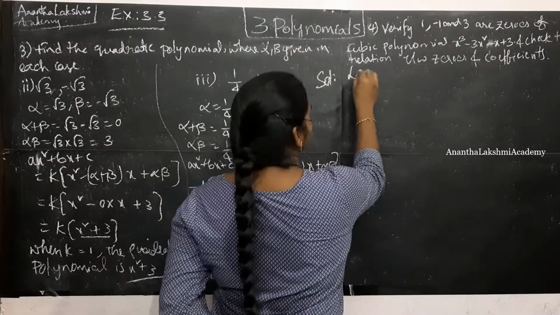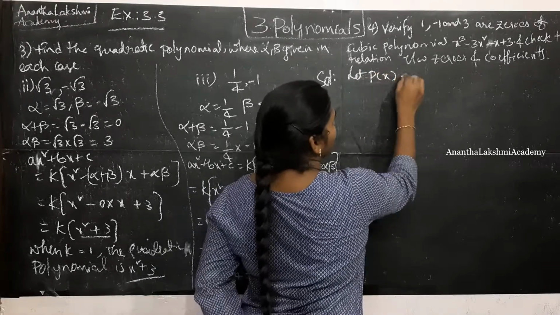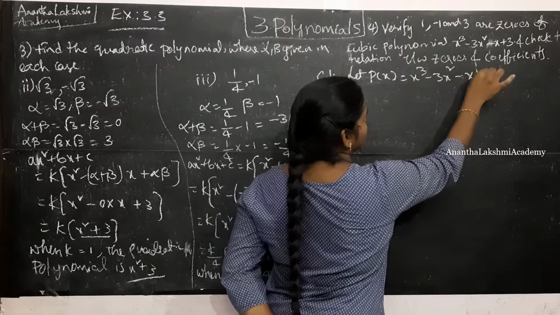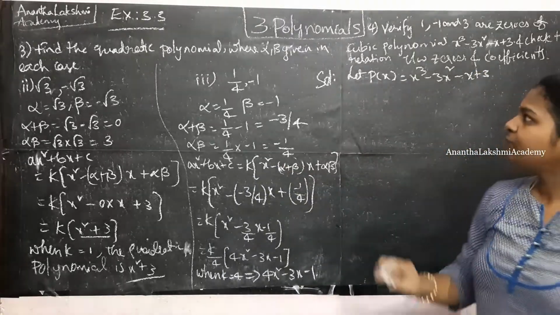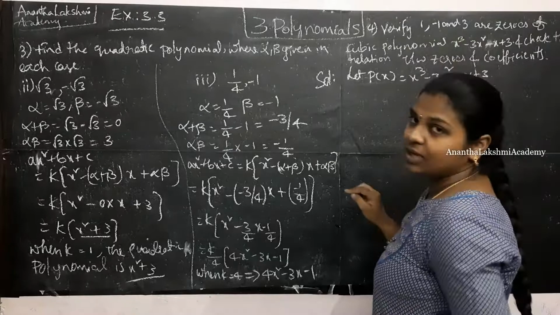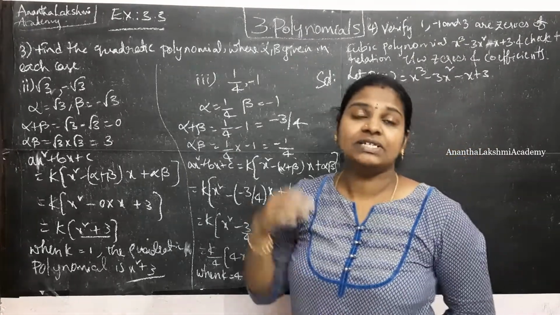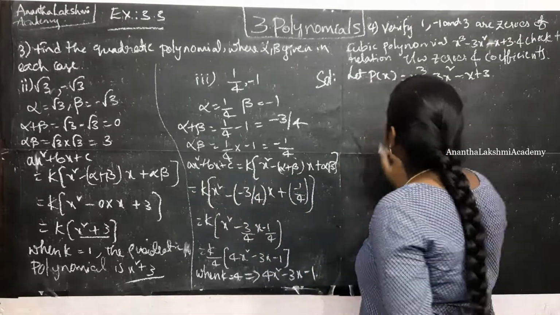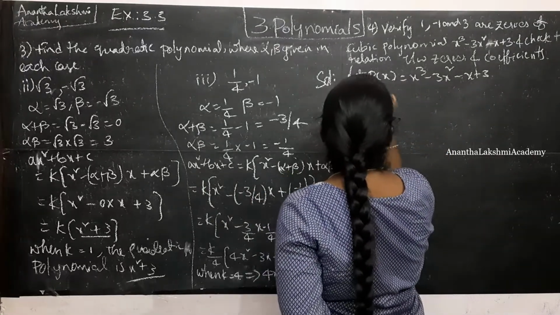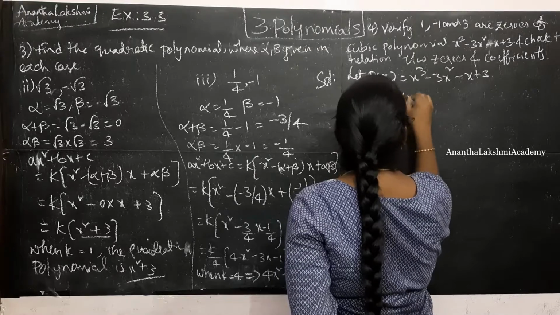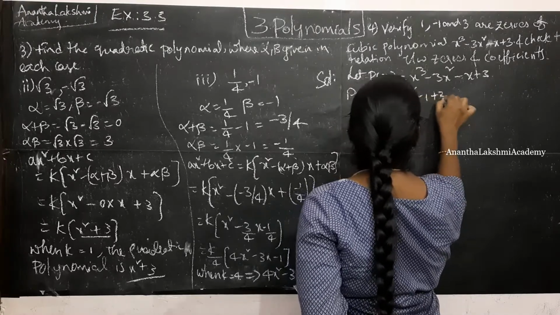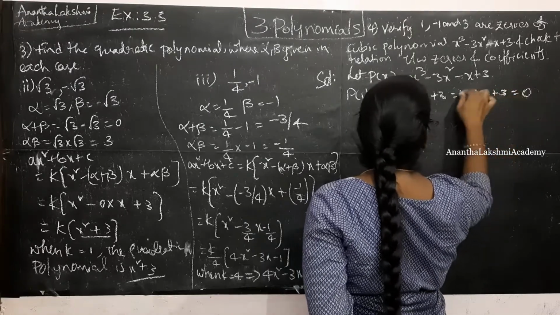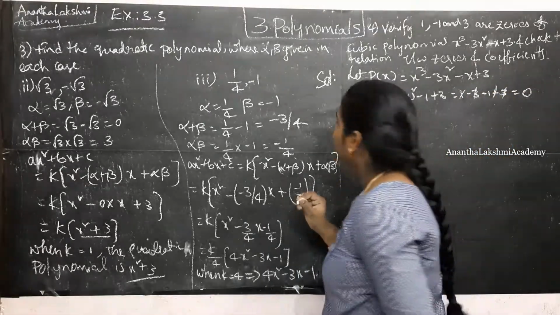Let p of x is equal to x cube minus 3x square minus x plus 3. Alright, now they said 1, minus 1 and 3 are the zeros. What are zeros? When we substitute those values in the polynomial, we get the result as zero. So let me do p of 1. 1 cube minus 3 into 1 square minus 1 plus 3. That is 1 minus 3 minus 1 plus 3 is equal to 0. All the terms get cancelled.